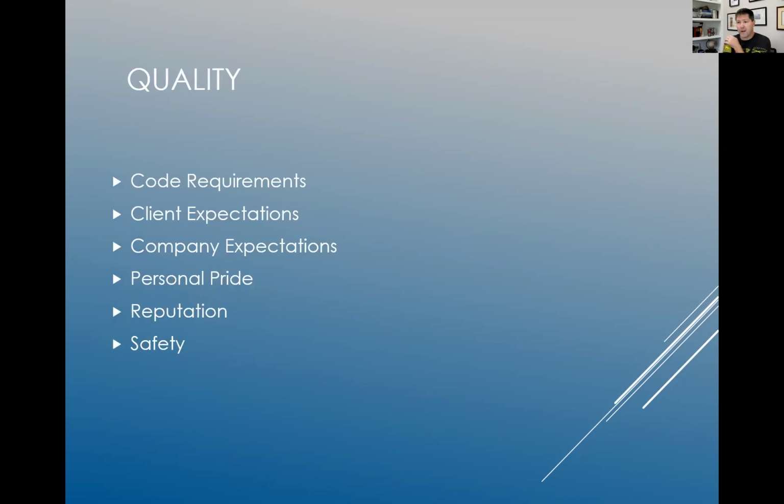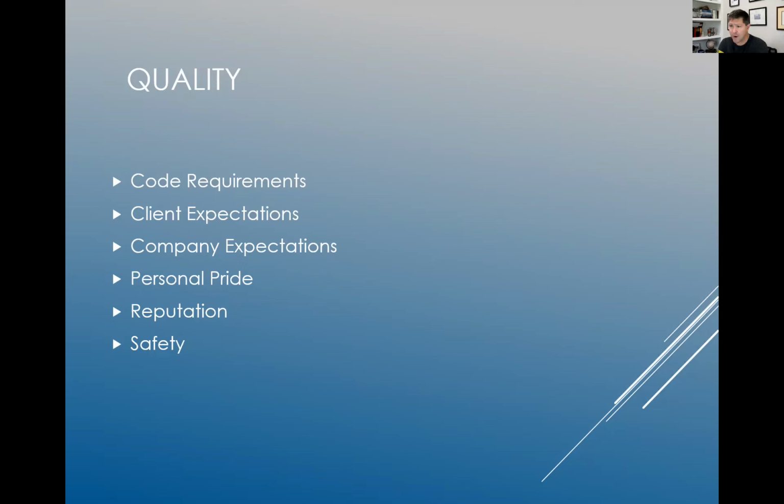You've got quality, right? So we talk about that. So code requirements, that should be the minimum quality. That's just required by the local municipality. You've got client expectations, their level of quality. What do they expect the project to look like? You've got your company expectations, right? Every company has their own set of quality standards. You need to make sure you meet or exceed it.